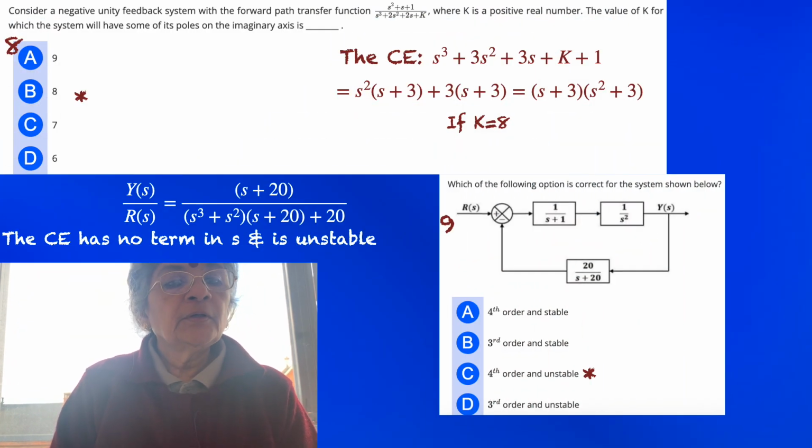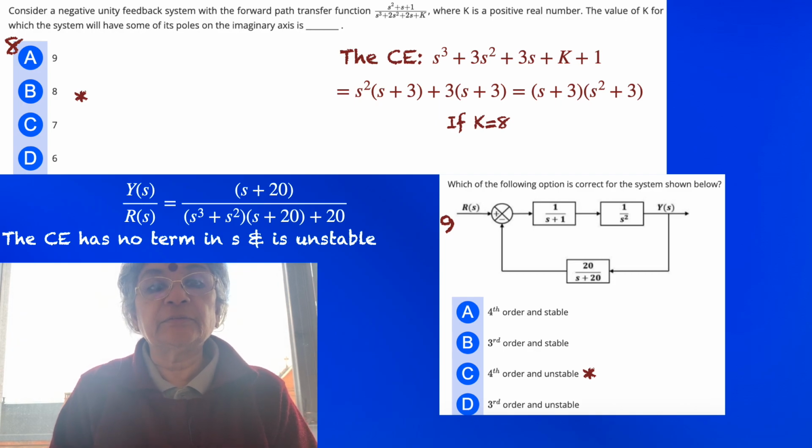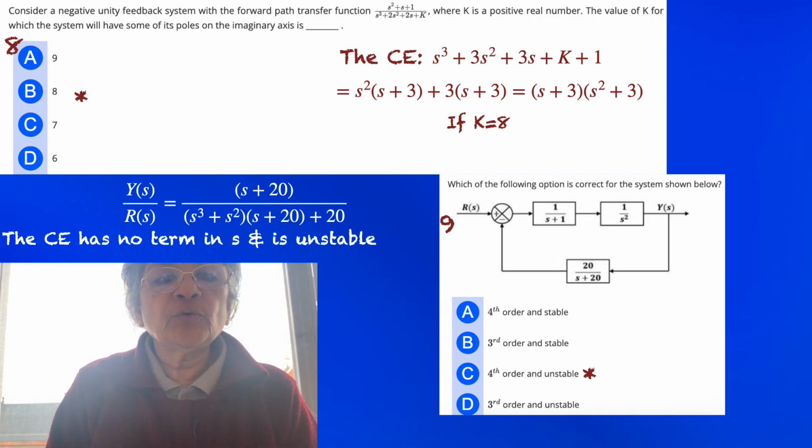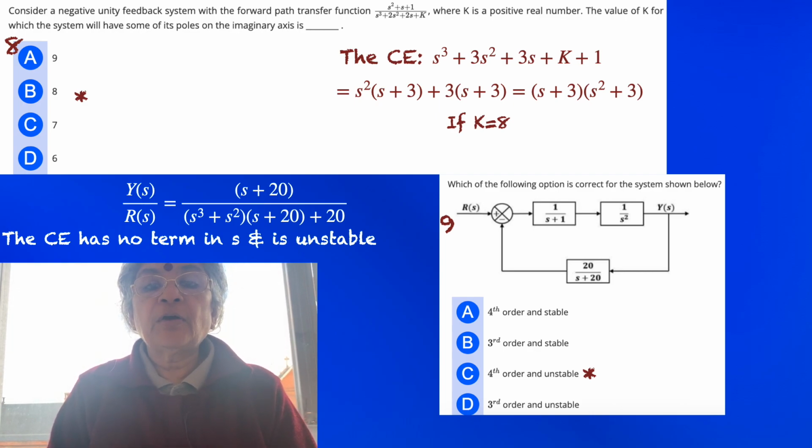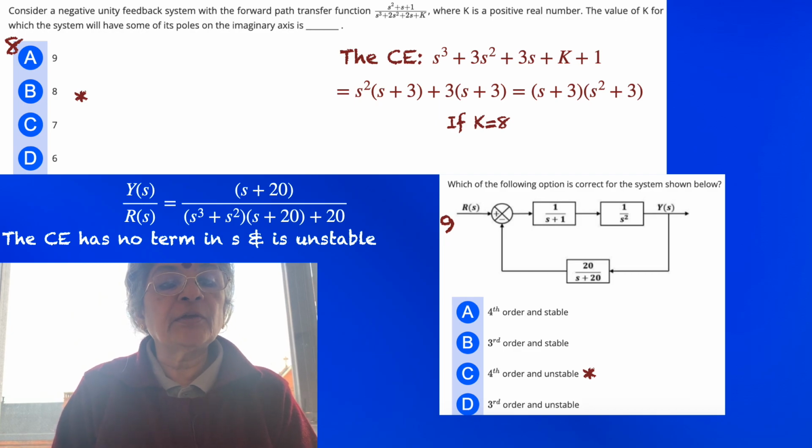Okay, moving to the 8th problem. Consider a negative unity feedback system with the forward path transfer function s square plus s plus 1 divided by s cube plus 2s square plus 2s plus k, where k is a positive real number. The value of k for which the system will have some of its poles on the imaginary axis. Okay? So another aspect is being investigated here. It's a negative unity feedback system.